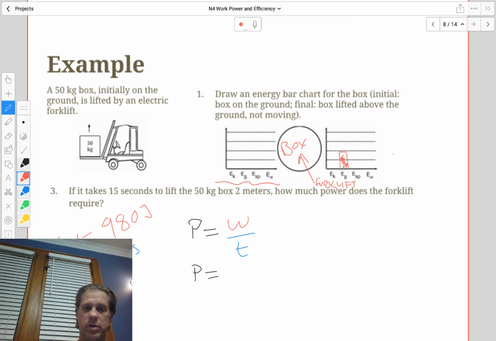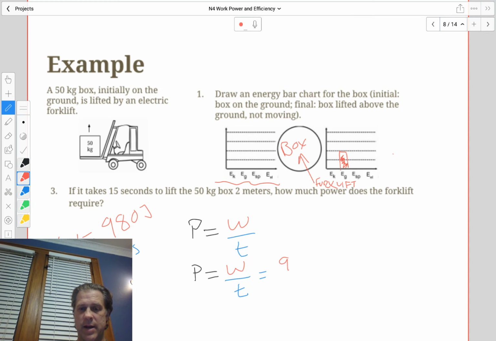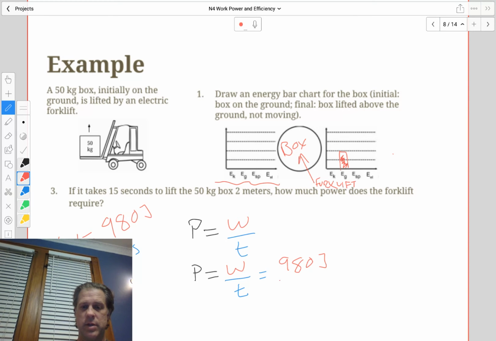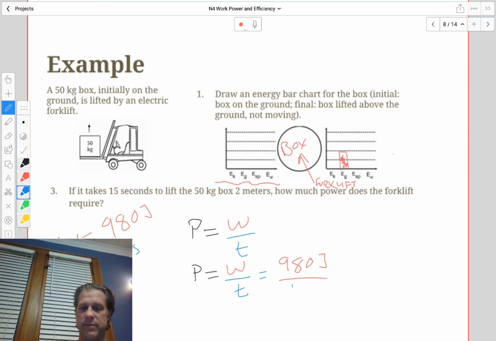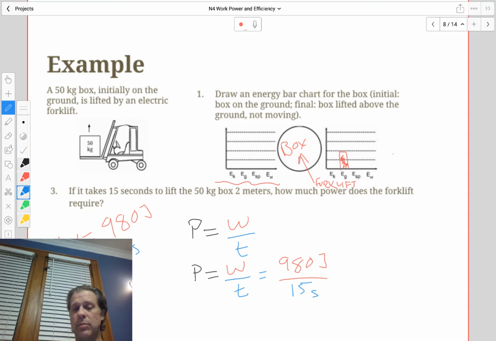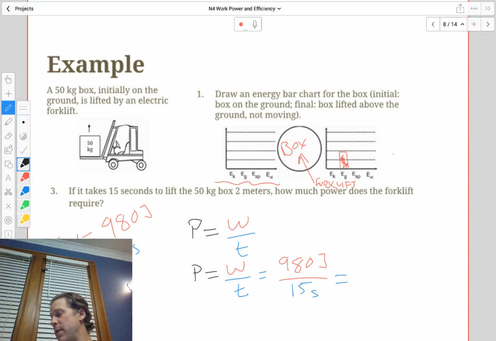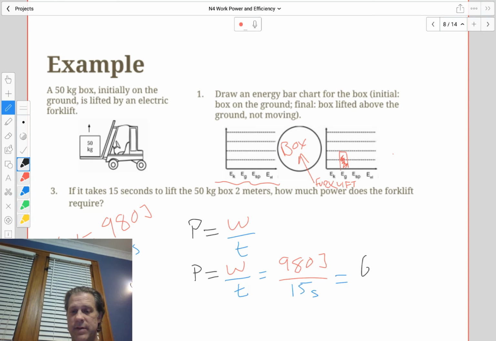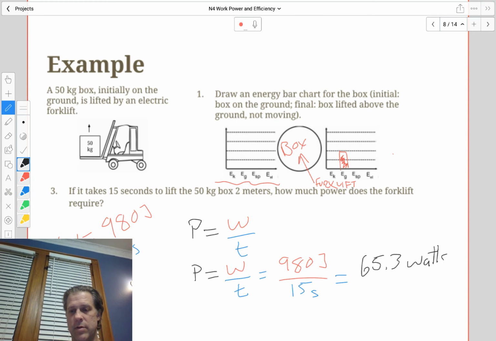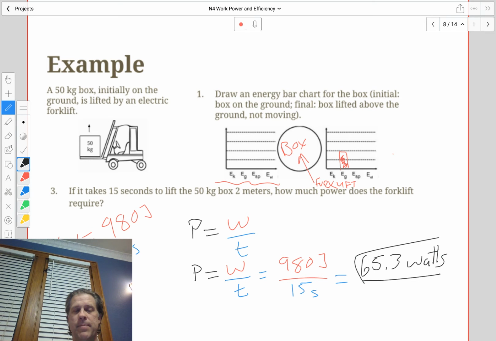So I can plug those things into this formula. Power will equal work divided by time. So the work was from the previous problem, 980 joules, divided by the time, which was 15 seconds. So when I plug that into my calculator, 980 divided by 15, I get a value of 65.3 watts. Okay, so that's an example with power.